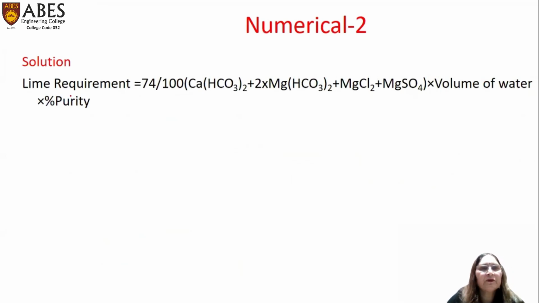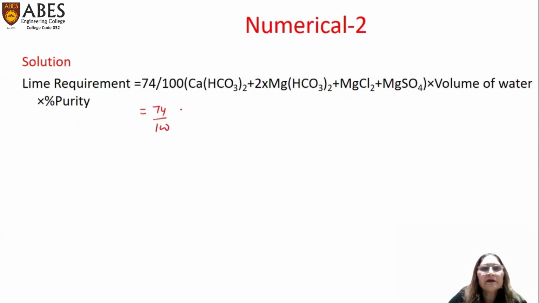This is the formula of lime requirement: 74 upon 100 into calcium bicarbonate plus 2 into magnesium bicarbonate plus magnesium chloride plus magnesium sulfate. These are the hardness causing salts removed by lime, and volume of water into percentage purity. Percentage purity is not given, so we cannot use it here.